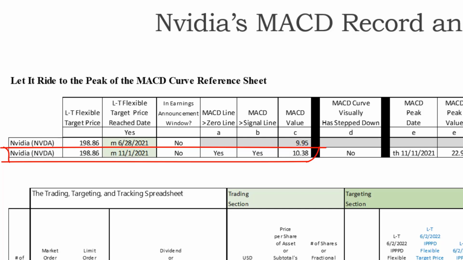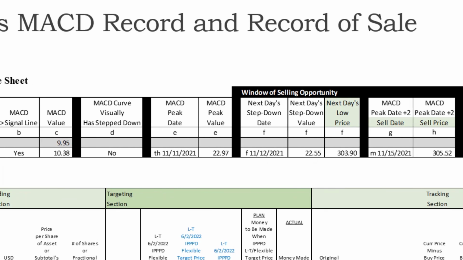C. Enter the value of the MACD line from the y-axis on the right side of the MACD graph. It is 10.38. D. On November 1st, the MACD curve visually has not stepped down. Enter no. It is riding up. When it does step down, we know the peak date is the day before and that day's MACD value by looking at the y-axis on the right side of the screen in TradingView.